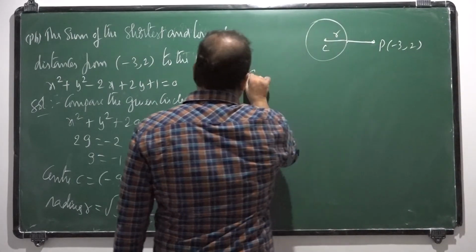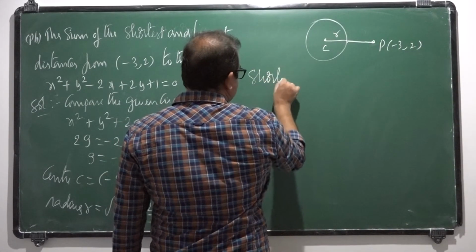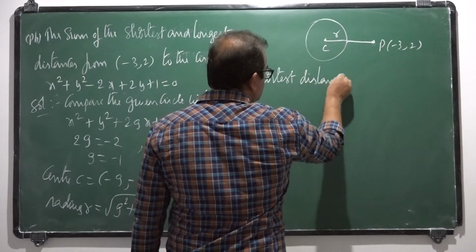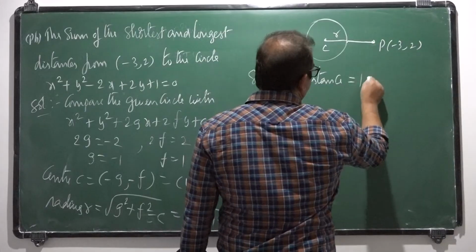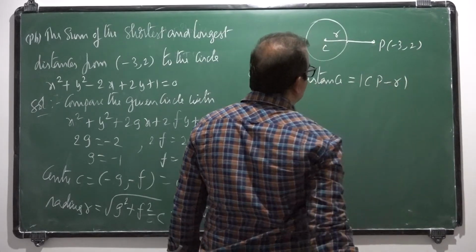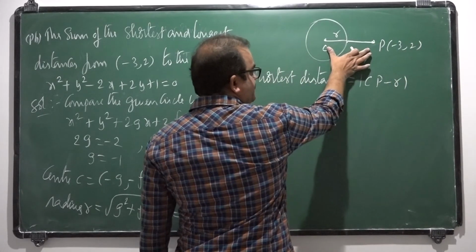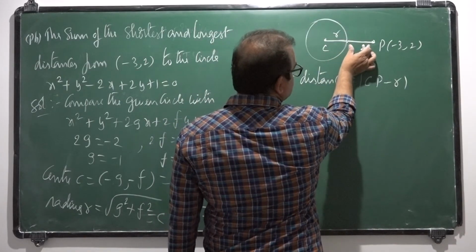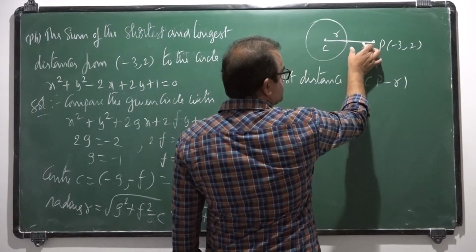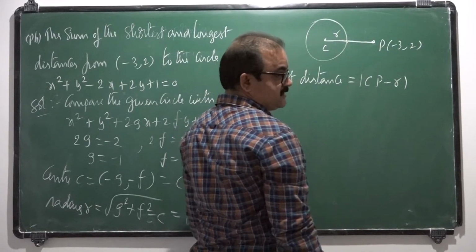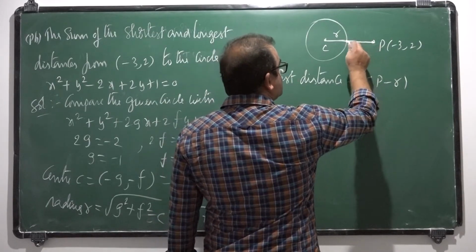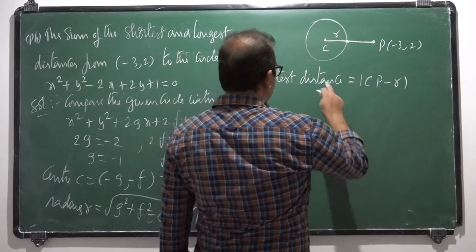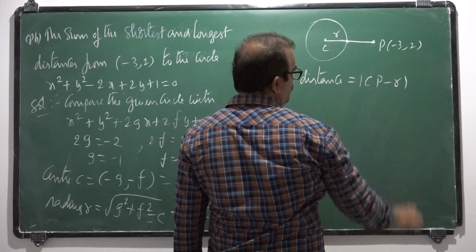So shortest distance is equal to mod CP minus R. We find first CP, this distance, subtract the radius R, then we get this distance. This is the shortest distance. Shortest distance means the distance from P to this point. To here is the distance, so we apply modulus.